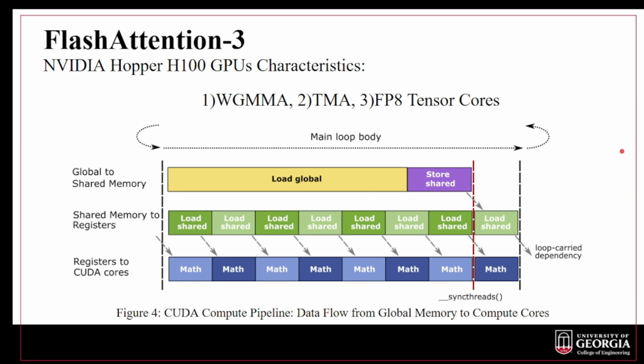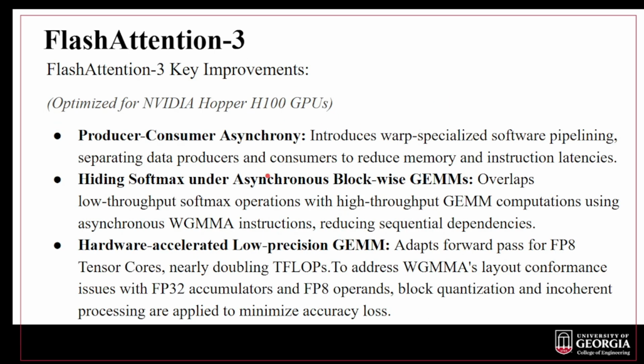The NVIDIA Hopper H100 GPU has three characteristics. First, the WGMMA. This enables asynchronous GEMM operations. Second, TMA, tensor memory accelerator. This enables asynchronous global memory loads. Let's see these pictures. This is the CUDA compute pipeline. Unlike the previous architectures, the H100 GPU can load memory asynchronously. So these two features support the first two modifications of FlashAttention 3.